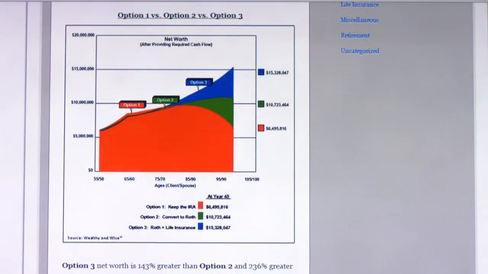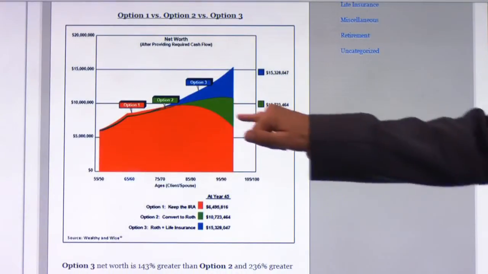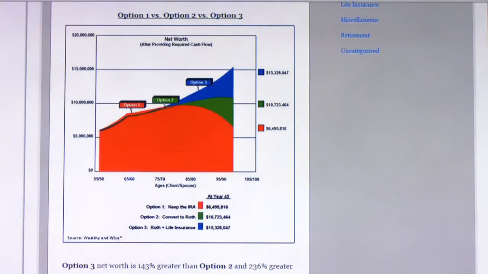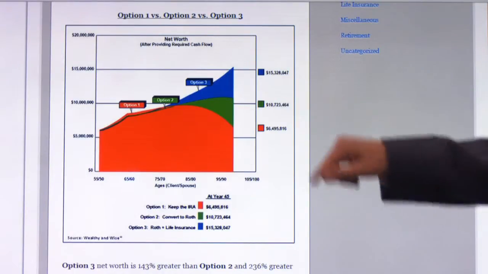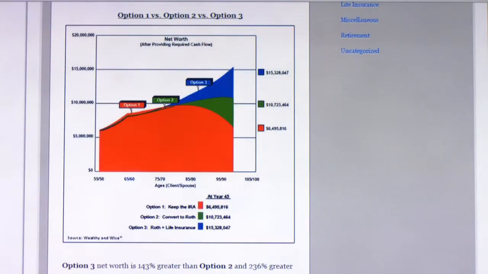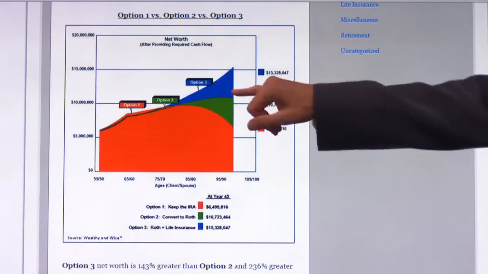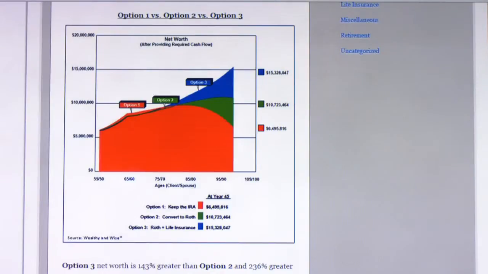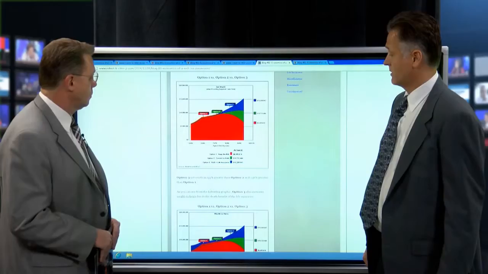Option 1, which was leave the IRA alone: you end up with $6.5 million. Option 2, convert the IRA to a Roth: we end up with $10 million. Option 3, convert the IRA to a Roth and purchase the life insurance policy: we end up with $15 million of net worth.